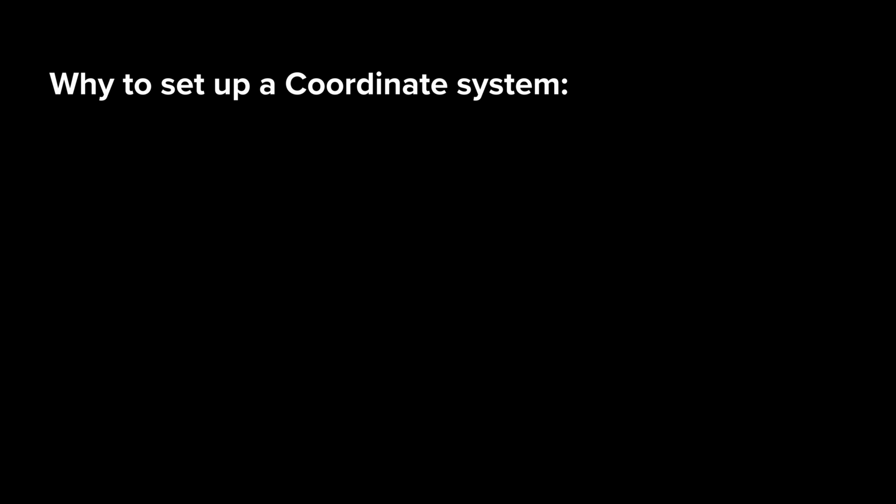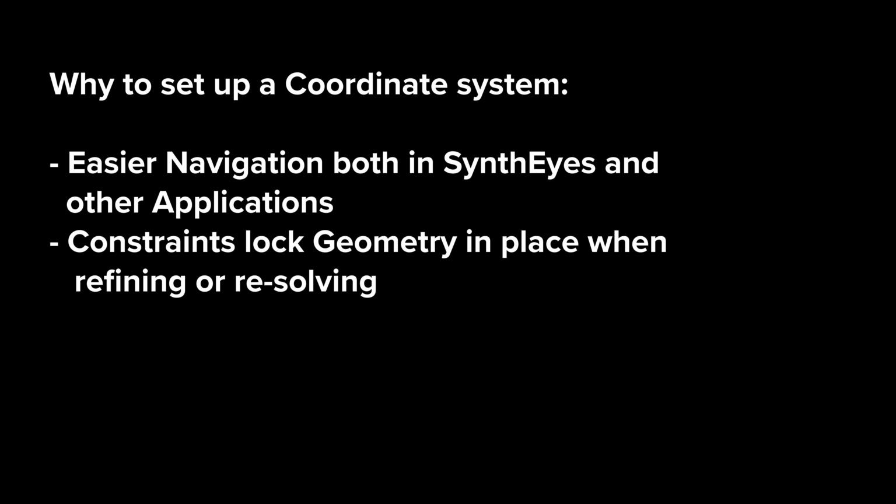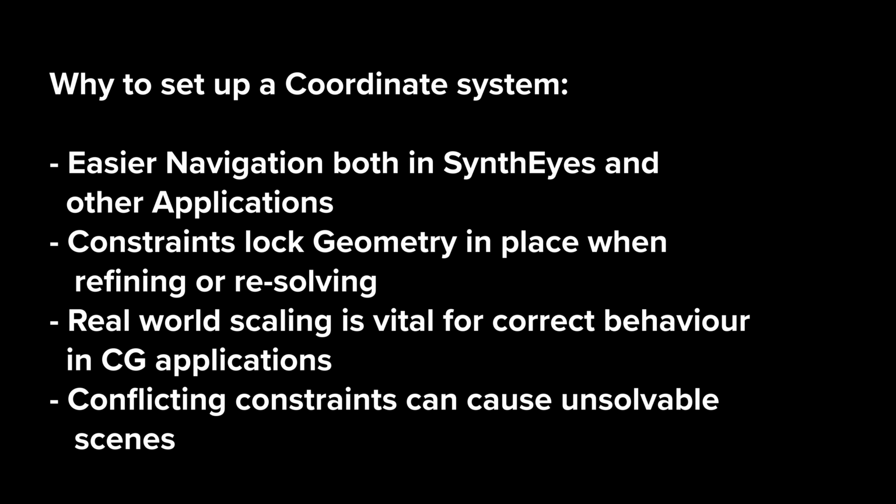To recap, coordinate systems are vital to navigate your scene efficiently and allow for a sensible visual representation of your 3D environment. Constraints are the key to locking your coordinate system into place once you're happy with it, and also allow you to introduce real-world scaling to your scene. Modifying constraints after they are established can be a bit tricky and might create conflicts. So I would really encourage you to play around with this to understand constraints a bit more, as they can be really powerful, not only for locking your coordinate system, but also for some of the more advanced techniques in SynthEyes.